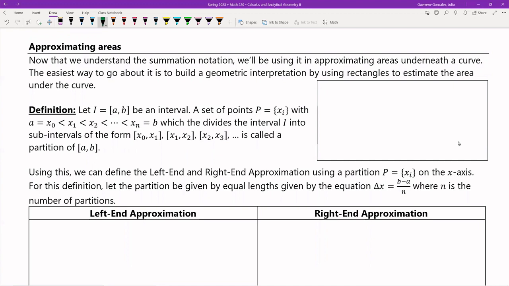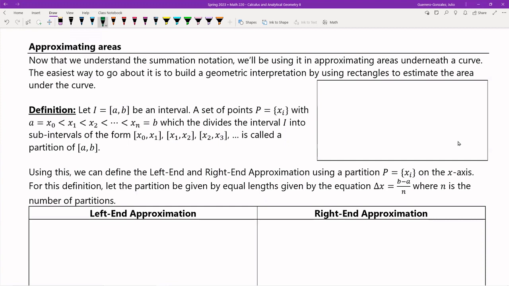A partition is a set of values x_i that start at a value a and end at a value b, such that when you take consecutive pairs of those x_i's, you form small subintervals. That's what's called a partition. Like I said before, much of the understanding for a lot of the stuff in this class has a picture attached to it. If you understand the picture, you understand the concept behind it.